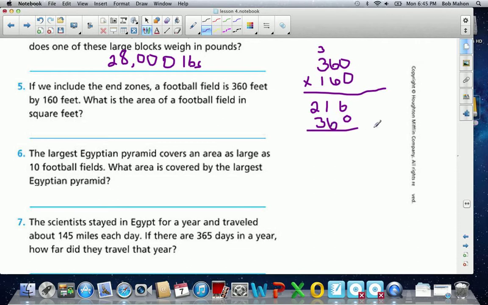All right, and then I'm going to add up. 6 plus 0 is 6. 6 plus 1 is 7. 2 plus 3 is 5. And I need to add those 2 zeros in from up here that I hadn't taken care of yet. So 0 and 0. So 57,600 square feet. Did I say 600 square feet? Okay, don't forget those units.